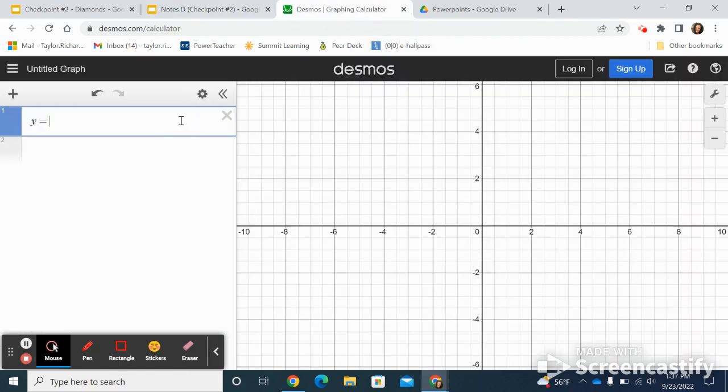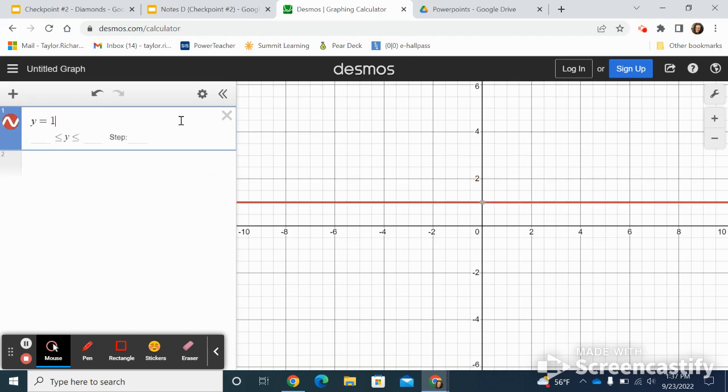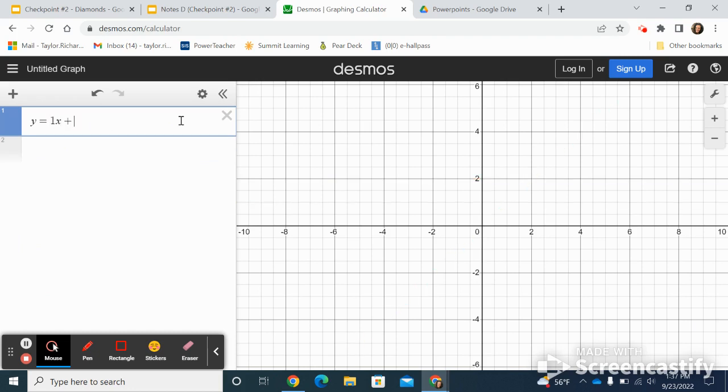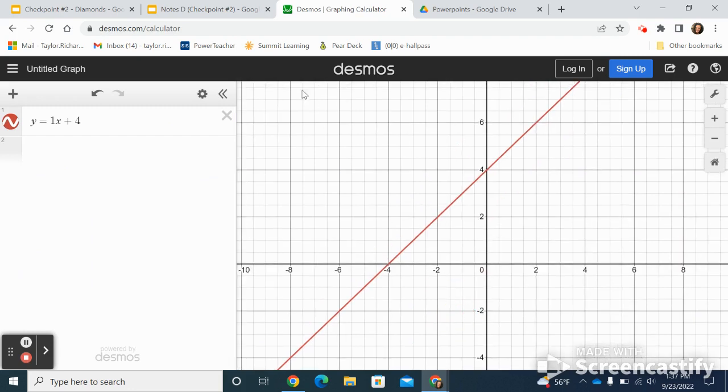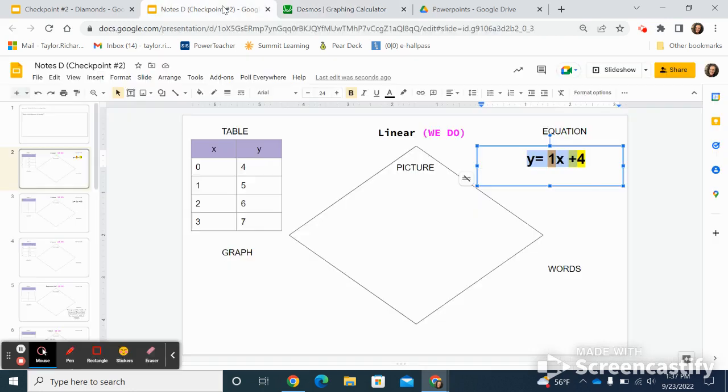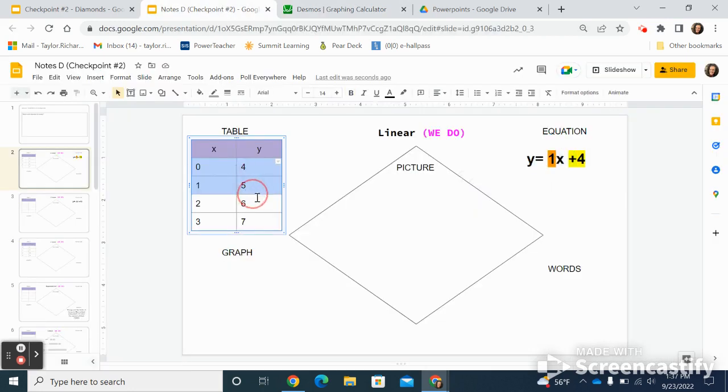So here we go, y equals 1x plus 4. And here's my graph. Now, to check myself and make sure I'm doing everything right, I'm also going to put some of these points from my table in Desmos.